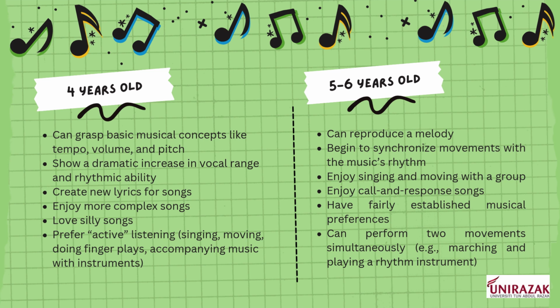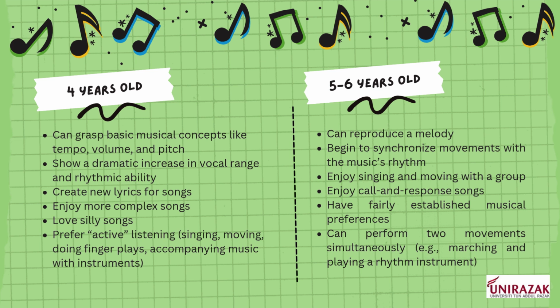Now, moving on to 4 years old. At this stage, children begin to understand basic musical ideas such as tempo, volume, and pitch. Because their language abilities have also increased, they may be able to create new words for songs. Probably at this age you can see that they enjoy more complex songs. They may have some preferences towards which type or genre of song they like. They also enjoy active listening, such as singing, moving, and playing with instruments.